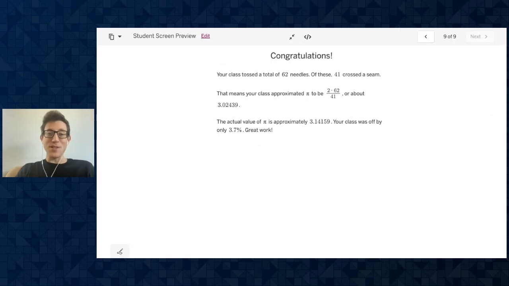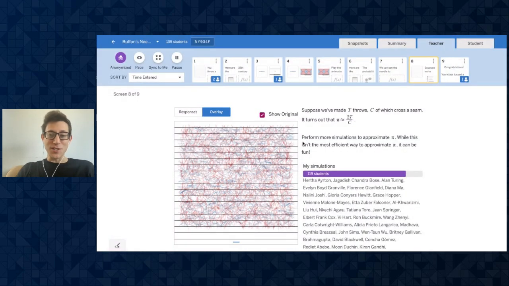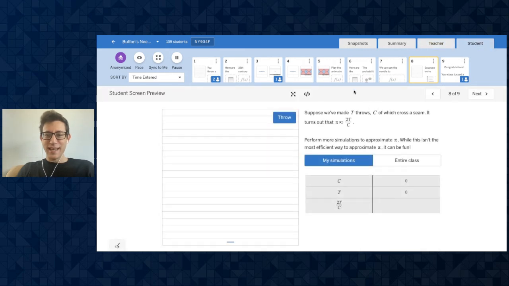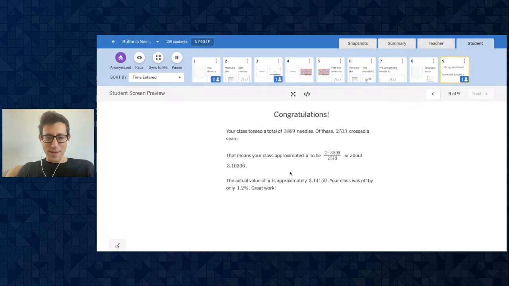There's a version of this activity that everyone can join as well. This is what the results of that look like. So far, something like 3,000 or 4,000 needles, virtual needles, have been thrown. And it looks like the approximation is 3.103 after tossing almost 3,900 needles.